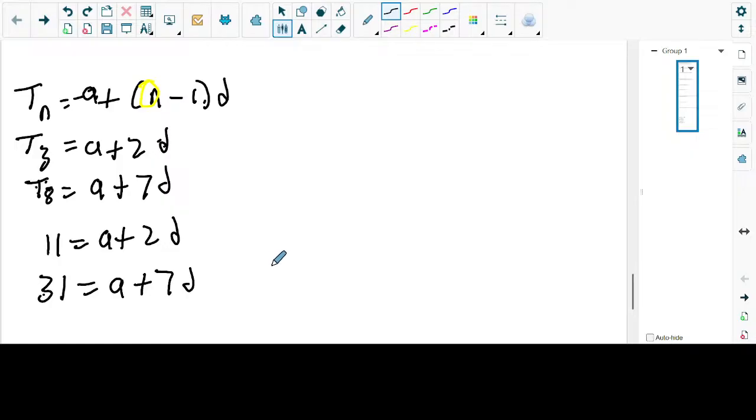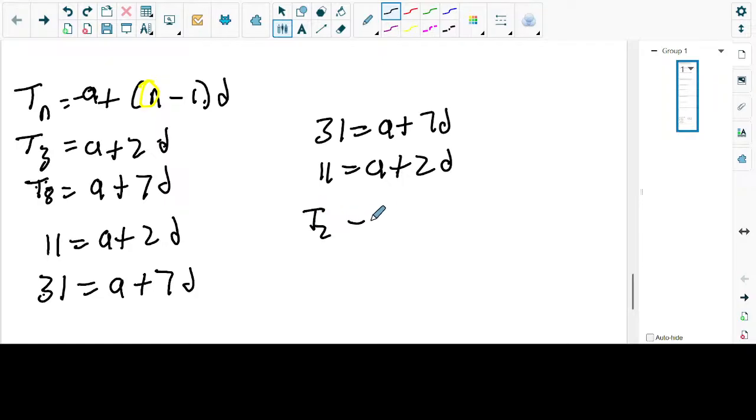With this one, there are so many ways in which you can do it. There's this one that we call elimination. We do it in grade 10. So we can put the bigger term on top and the smaller term at the bottom. So 31 is equal to A plus 7D, and then the other one, 11, is equal to A plus 2D. And what we then do is say term number 2 minus term number 1.